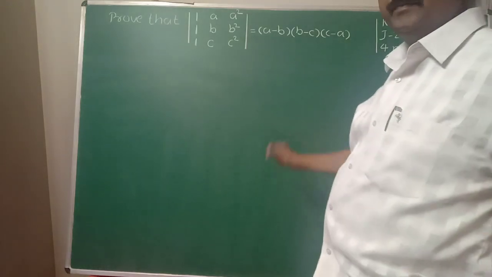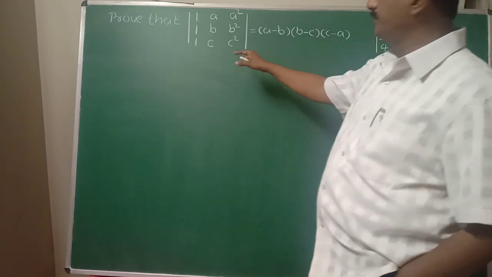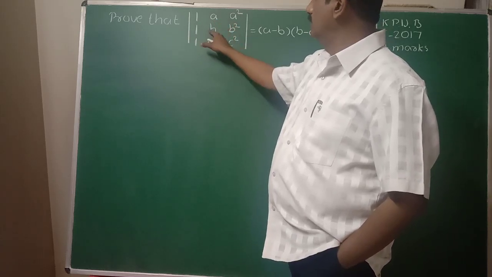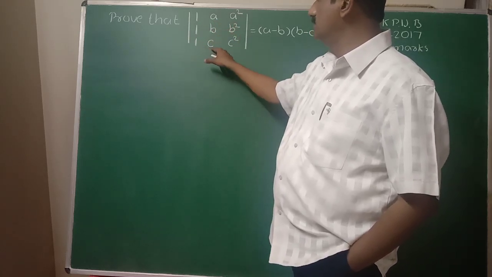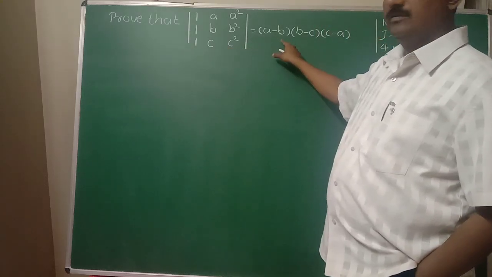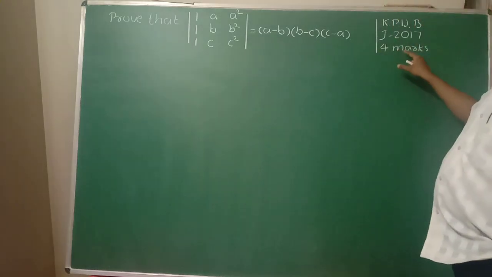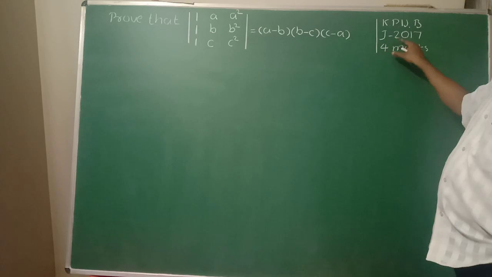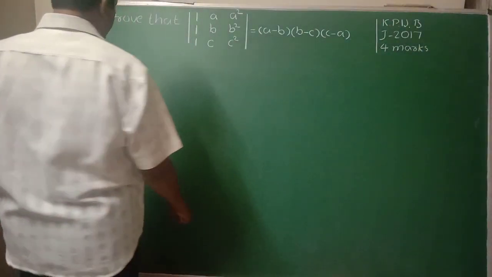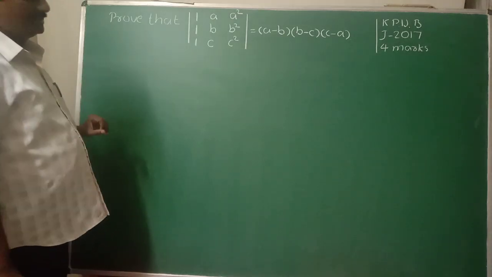Okay, this is our next example here. Prove that the determinant of 1 a square, 1 b square, 1 c square is equal to a minus b into b minus c into c minus a. Okay, so it is a 4 marks question, asked in the July 2017 Karnataka PU board. This is a very important example. All these examples are very important from the point of view of examination.